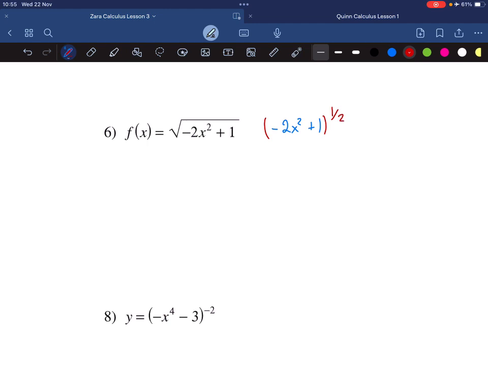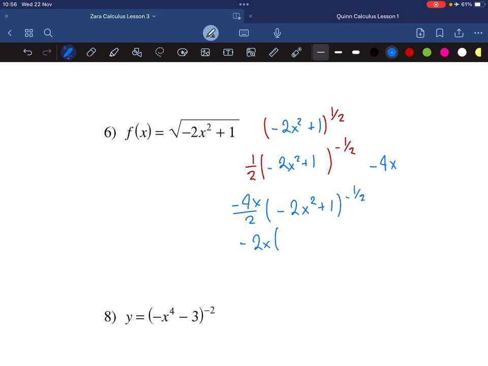So what's the derivative of the outer function? Well, the half comes to the front. A half minus 1 goes to minus 1 over 2. The inner function stays the same. What's the derivative of the inner function? Well, minus 2x squared plus 1 just goes to minus 4x. Multiply everything out, we get minus 4x over 2 multiplied by minus 2x squared plus 1 to the minus half, which is just minus 2x times minus 2x squared plus 1 to the minus a half.